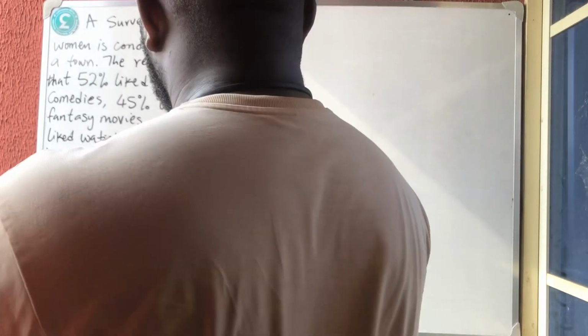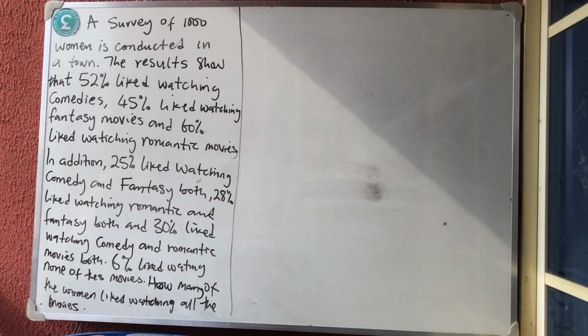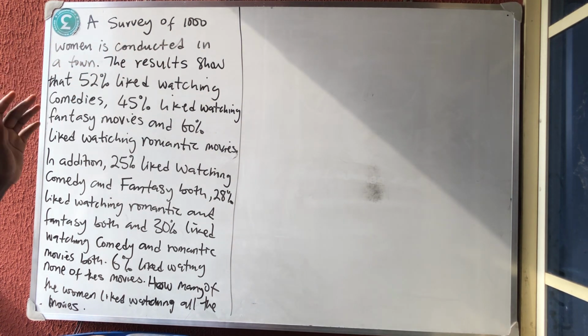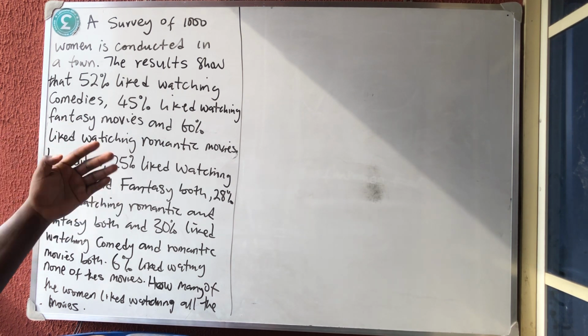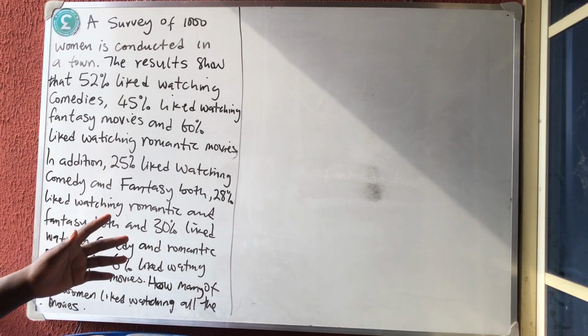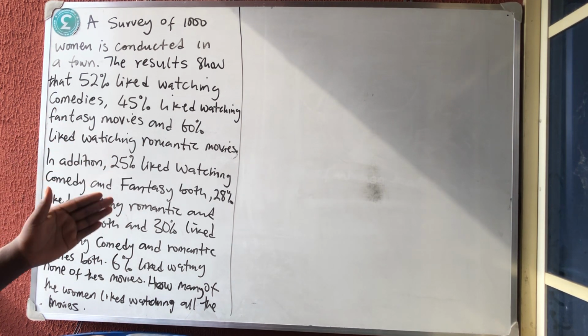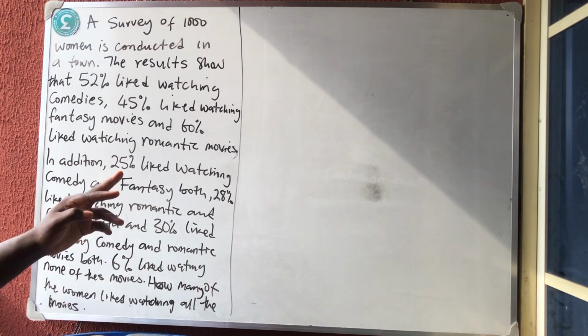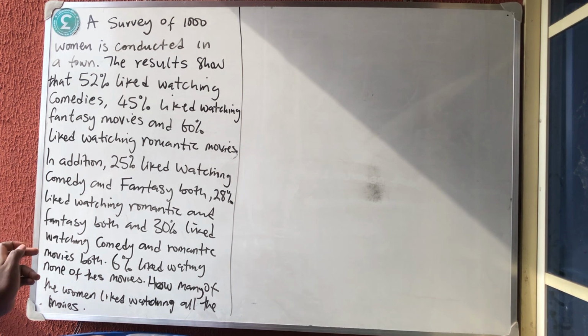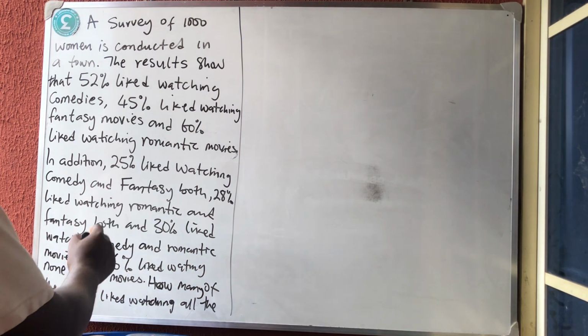Solve this simple Venn diagram question, a set question. A survey of 1,000 women is conducted in a town. The result shows that 52% liked watching comedies, 45% liked watching fantasy movies, and 60% liked watching romantic movies. In addition, 25 liked watching comedy and fantasy both, 28 liked watching romantic and fantasy both, and 30 liked watching comedy and romantic movies both. 6% liked watching none of these movies.